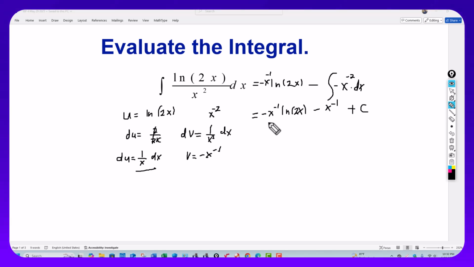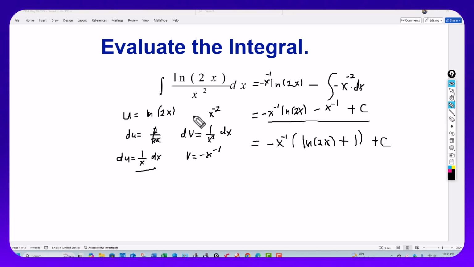And that's pretty much your answer here. But you might see the answer written differently. So what I'll do, just to match the answer that they give for this, is take out minus x to the negative 1. That leaves me with ln of 2x, natural log of 2x. Taking out a minus x to the negative 1, that'll leave me with a plus 1, plus the constant of integration.